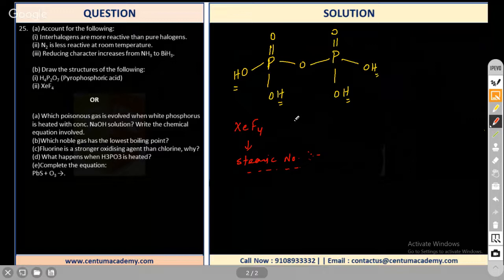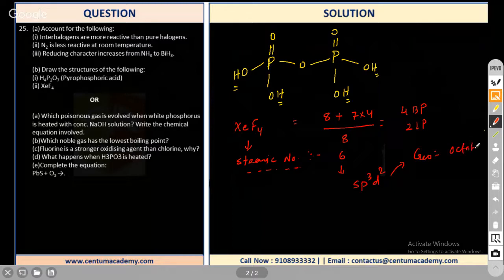So the number of valence electrons for this will be what? 8 for xenon, 7 into 4 for fluorine, all divided by 8. So it is 36 by 8. So we have 4 bond pairs and 2 lone pairs. So steric number will be 6. Hybridization will be sp3d2. Geometry will be octahedral, and the shape is square planar.